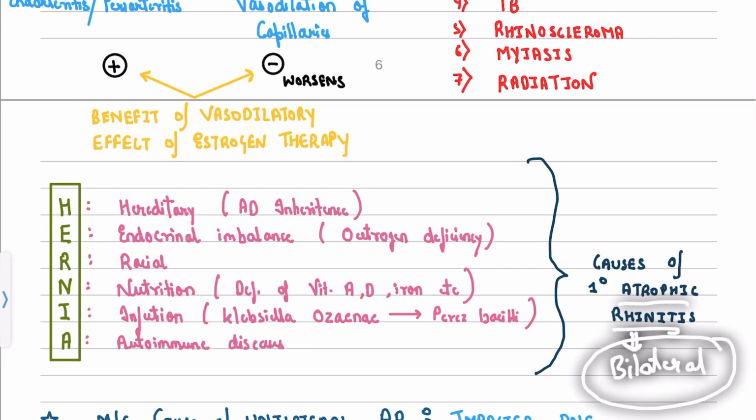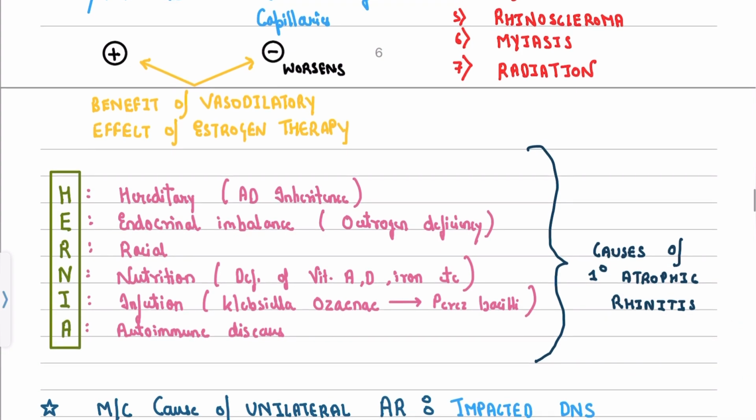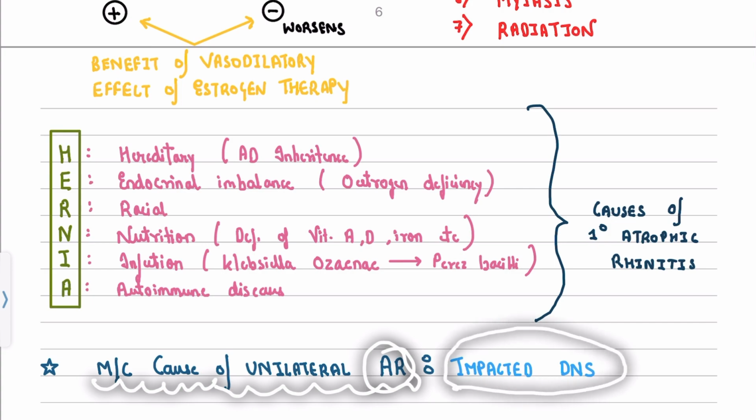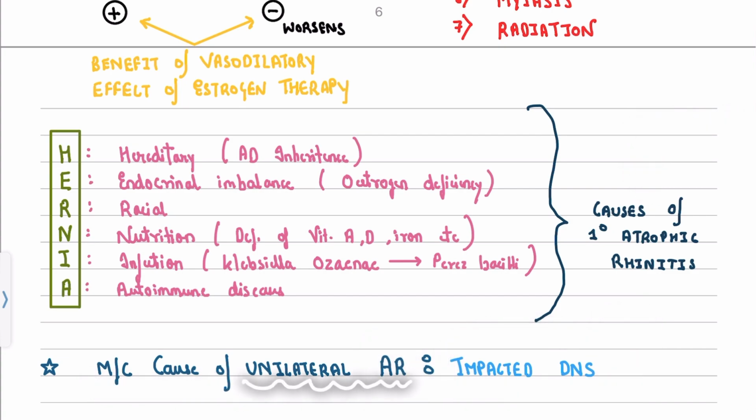Atrophic rhinitis is a bilateral condition, but the most common cause of unilateral atrophic rhinitis is an impacted deviated nasal septum. It's a potential MCQ. Since all of the other causes lead to bilaterality of atrophic rhinitis, the most common cause of unilateral atrophic rhinitis is an impacted deviated nasal septum.